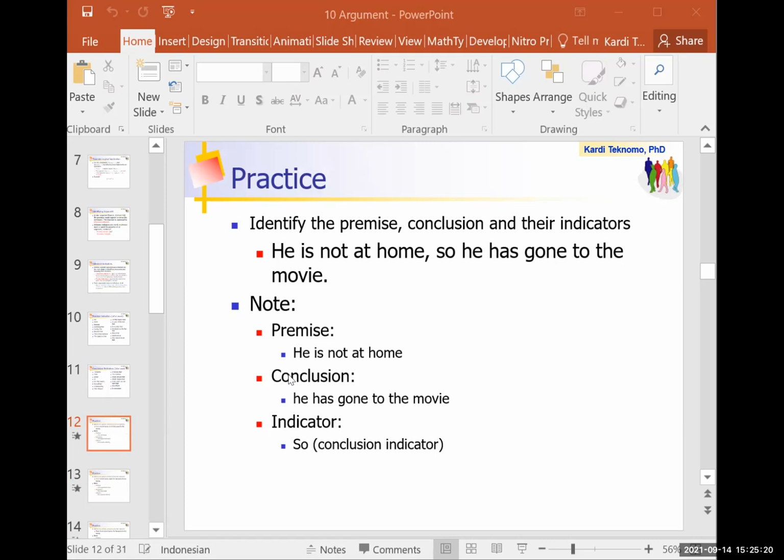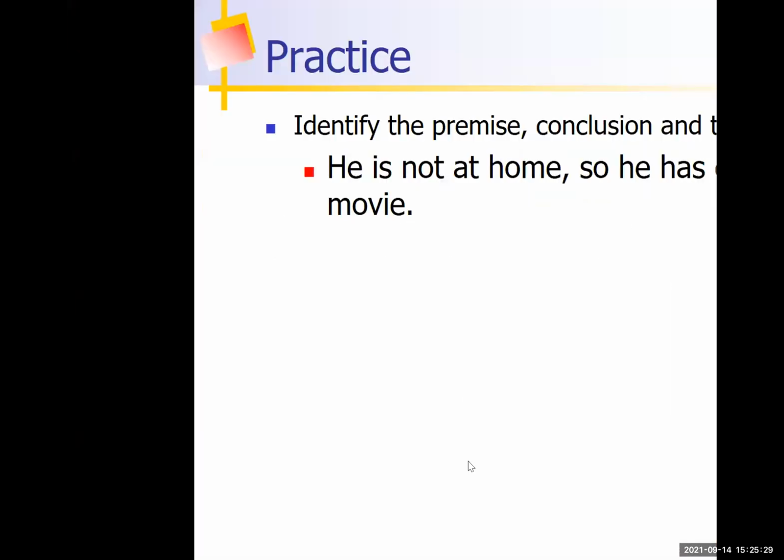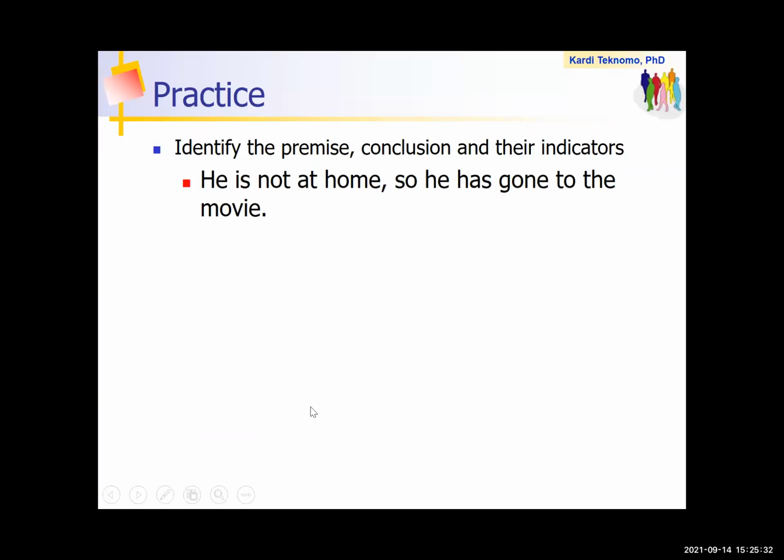So let's practice. How do we practice this? Identify the premise, the conclusion, and their indicator. He is not at home, so he has gone to the movie. Which one is the premise, which one is the conclusion, and which one is the indicator? Premise is he has gone to the movie. The conclusion is he is not at home. The indicator is so.